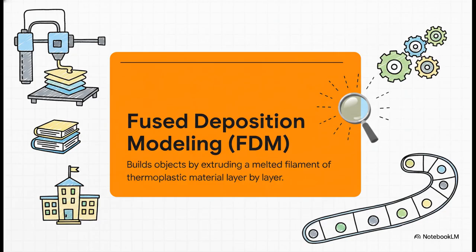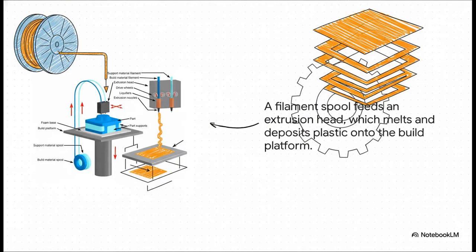Now let's talk about a method you might have actually seen in person, fused deposition modeling, or FDM. Honestly, the easiest way to think about it is as a very precise, robot-controlled hot glue gun that builds an object one line at a time. As you can see here, you have a big spool of solid plastic filament. That gets fed into a heated nozzle, the extrusion head. The head melts the plastic and draws out the first layer of the object. Then the platform drops just a little bit, and it repeats the process, with each new layer literally fusing to the one below it.